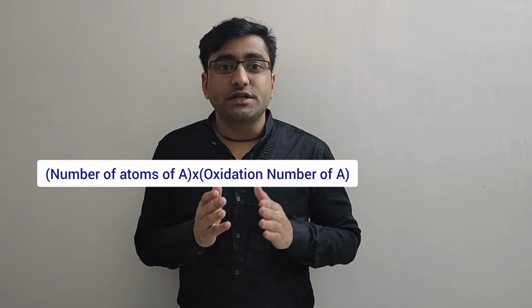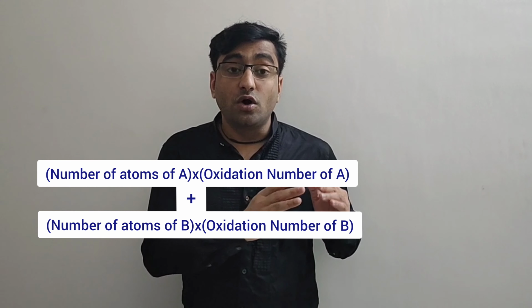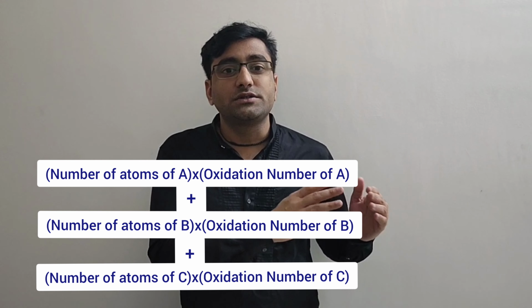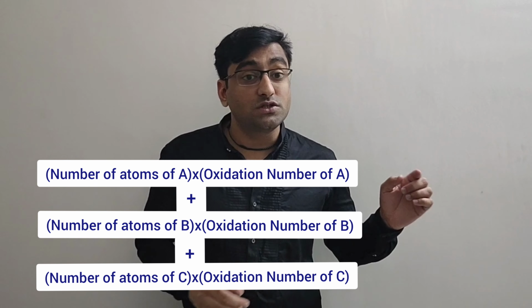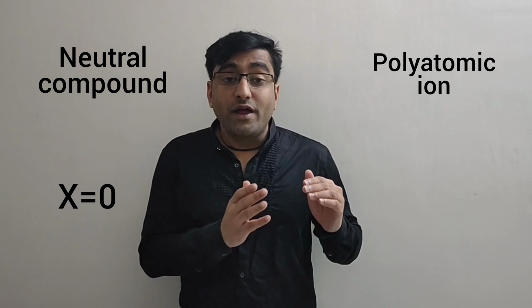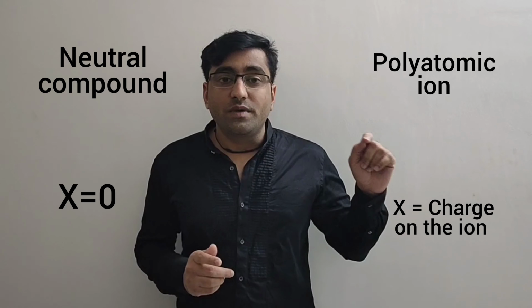AB2C3⁻⁴. So the formula goes as number of atoms of A into oxidation number of A plus number of atoms of B into oxidation number of B plus number of atoms of C into oxidation number of C equals X, where if it is a neutral compound, the value of X is 0, and if it is a polyatomic ion, the value of X is the charge present on the polyatomic ion.